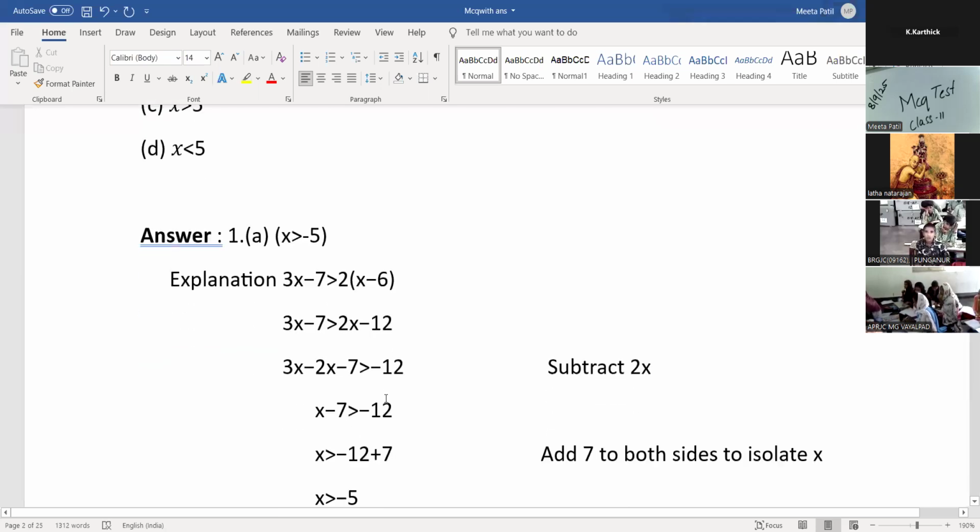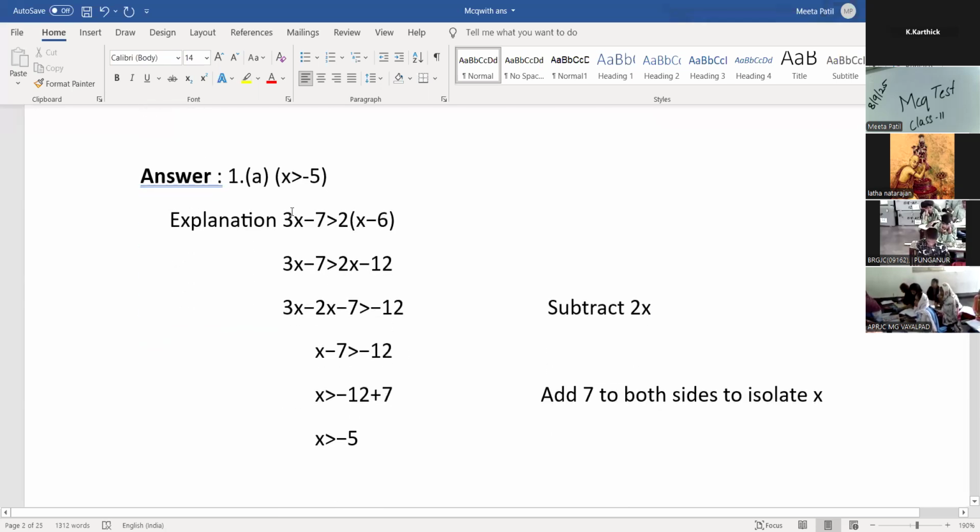As I have told in the class on how to solve these equations, here you have to solve for x. Take the 2 inside the bracket, and you are going to get an equation where we cancel the x variables. So we subtract 2x, and we get x minus 7 which is greater than minus 12. After that we get x greater than minus 12 plus 7. So finally we will get the answer as x greater than minus 5.